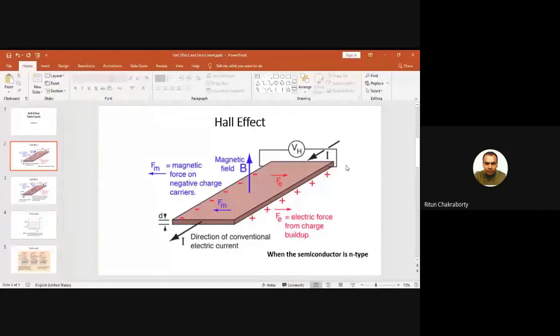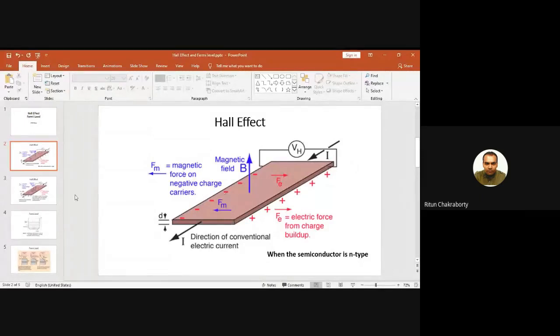The mobility is also measured, then measurement of magnetic field. This can also be done from Hall effect measurements, and measurement of power in an electromagnetic wave. Okay, so this was not done, of course, in your practical, but these are some of the applications of Hall effect. Okay.